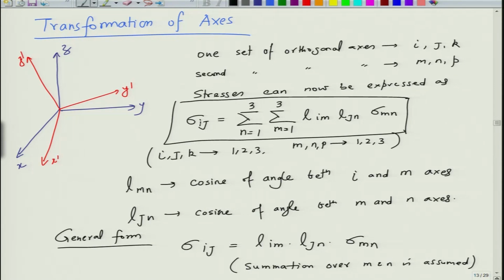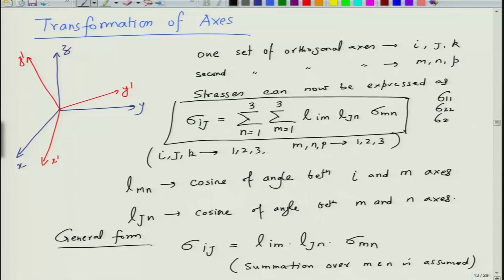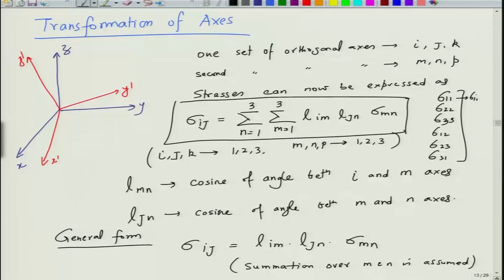So essentially you can calculate any stress, it could be ij. You can calculate sigma 1 1, sigma 2 2, sigma 2 3 and so on, sigma 3 3 and 1 2, sigma 2 3 and sigma 3 1. All of these can be calculated in the new system. So in the new system it becomes 1 prime 1 prime; the transforms could be sigma 1 prime 1 prime, 2 prime 2 prime, 3 prime 3 prime, 1 prime 2 prime, 2 prime 3 prime and 3 prime 1 prime.